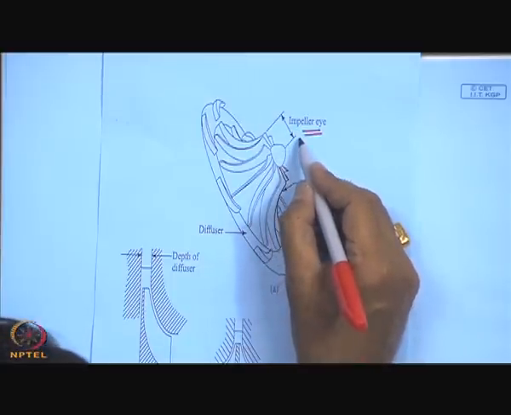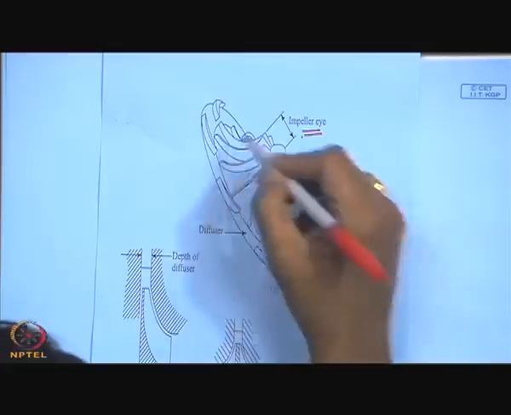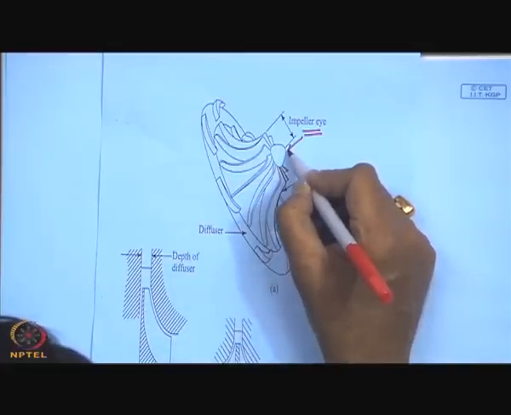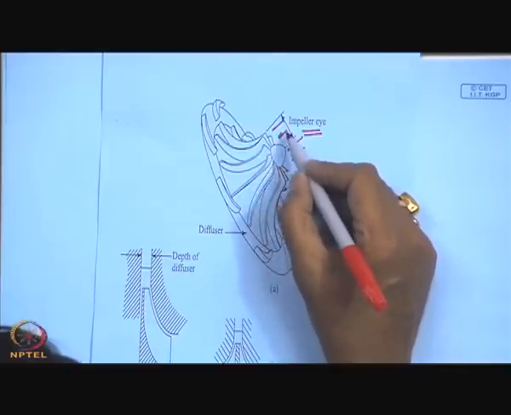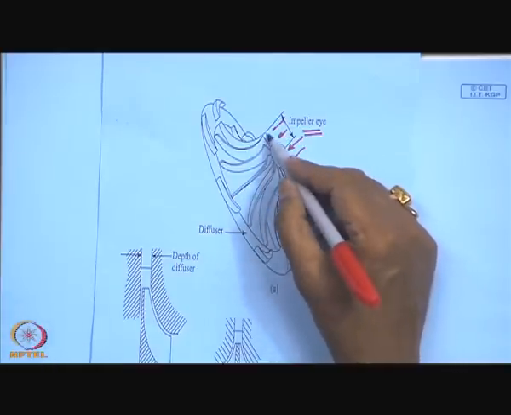The air is being sucked in when the impeller rotates. The air is sucked like this through the impeller eye.